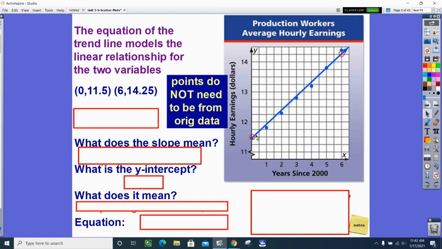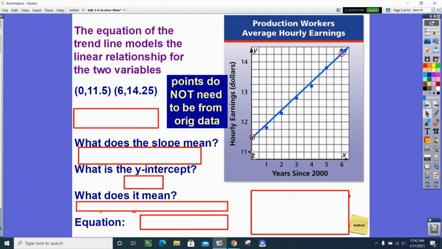So we're looking at how salary is changing. In this case, hourly earnings is changing for production workers. So back in 2000, they were making about $11.50 an hour. And in 2006, it had increased to $14.25. So now what I want to do is make that equation. So I would calculate the slope, y minus y over x minus x, divide it, use my point slope, right? And then I could go to my y equals mx plus b. But my question is, could I go directly to y equals mx plus b once I have the slope here?